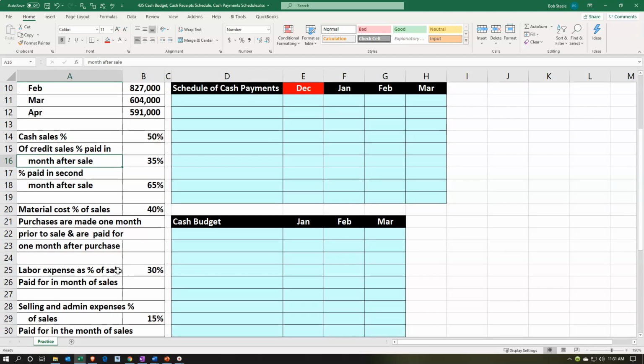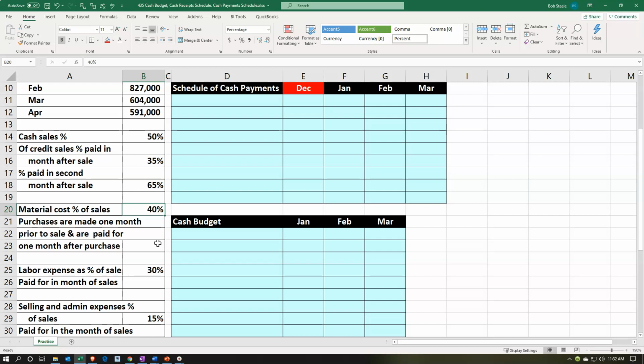We have then the material cost percent of sales. So we're going to estimate the materials costs as a percent of sales, which is something that would often be applicable if we sell actual units, because then we would have a standard relationship between the materials it takes per unit. So we're going to estimate the materials cost at 40% of the sales.